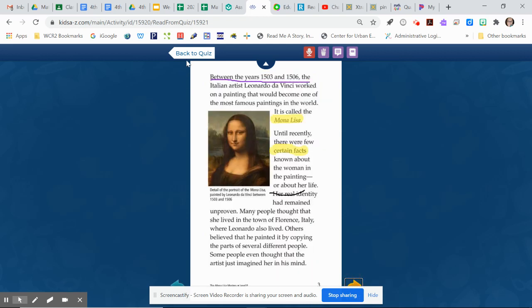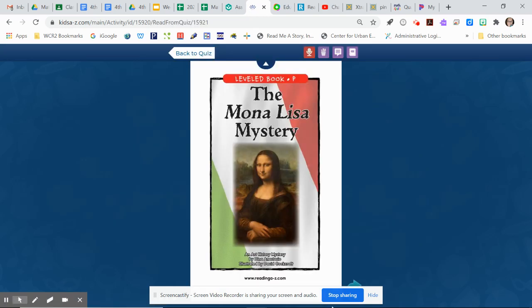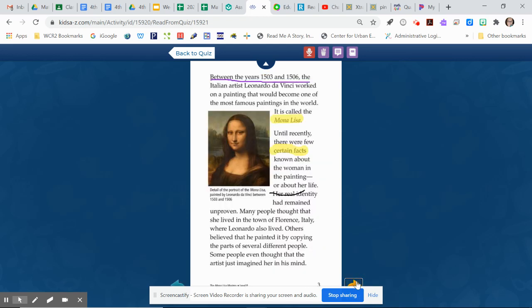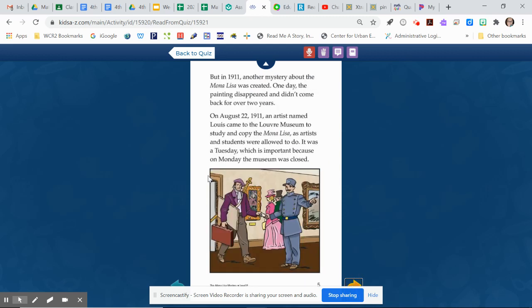Now I've already forgotten the question, so I'm going to go back to the quiz, read it again. What happened to the Mona Lisa in 1911? So I'm looking for the key words, 1911 and happening, something along those lines. Okay, so between the years 1503 and 1506, Italian artist Leonardo da Vinci worked on a painting. So I'm going to go until I find a heading that talks about what happened to the painting in 1911. Oh, here we go.